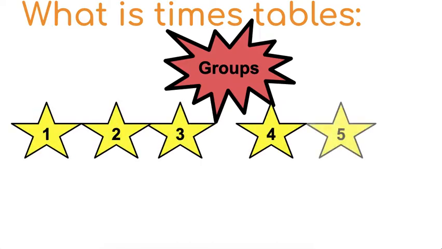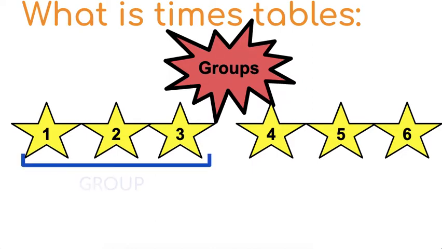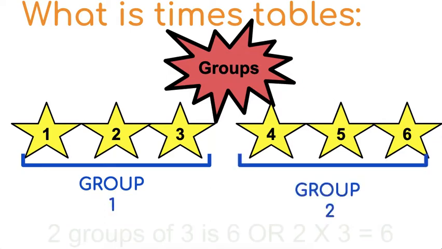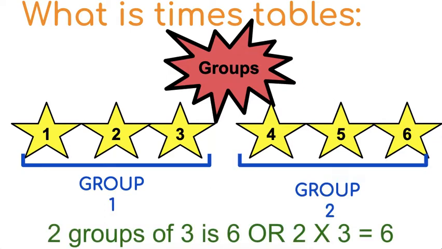So if we look at 6 stars, and I say, how many groups does 6 make? Then you say, oh, we have group 1 and we have group 2. So 2 groups of 3 is 6. Or we can write the times table as 2 times 3 equals 6. Do you see my 2 groups? And there's 3 stars in each group. So it's groups and it's counting in a number.